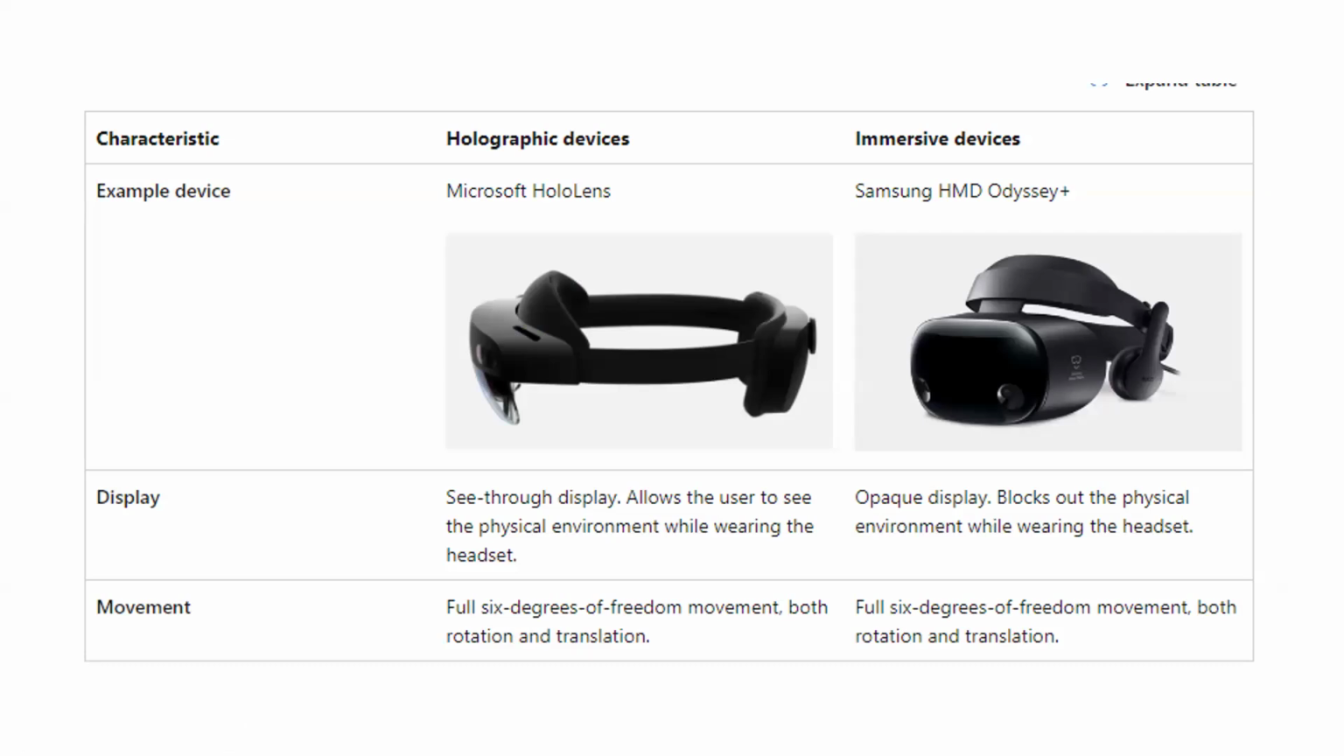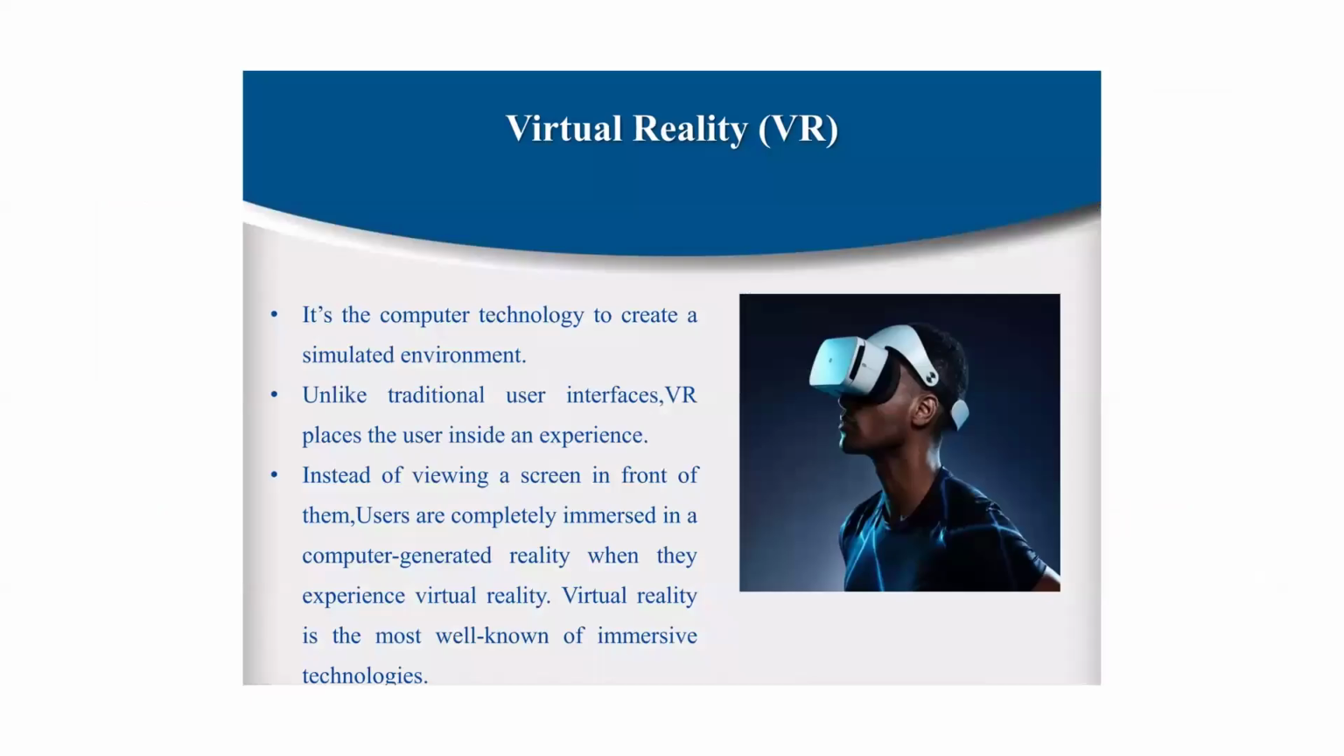Two brand new devices already available are Microsoft HoloLens and the Samsung HMD Odyssey. These are devices which you can buy from the market. They have full 6 degrees of freedom. You get an opaque display with the Samsung HMD Odyssey, and you get see-through displays with Microsoft HoloLens.